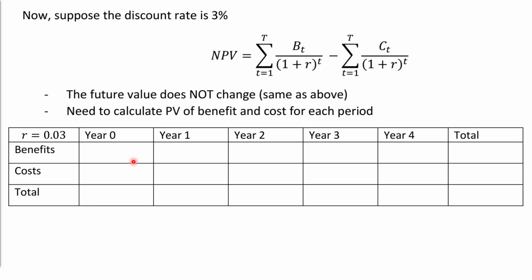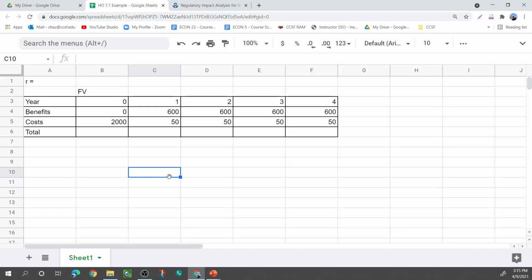So to do this, we're going to utilize a spreadsheet. Now we need to discount every benefit and every cost, and then we can do the calculation like this. So we're going to move over to a Google spreadsheet for this. All right, so what you want to do is go ahead and open up your Google Drive and open up a new Google Sheet.